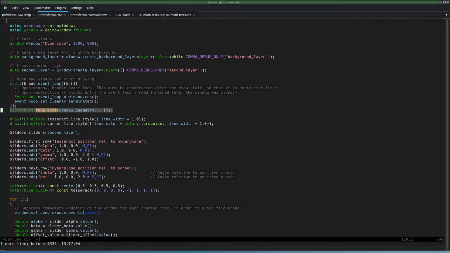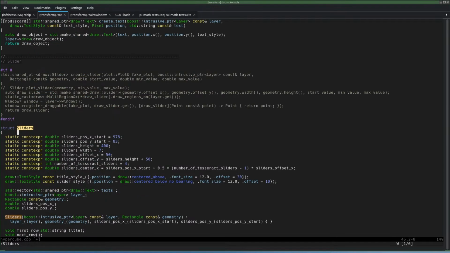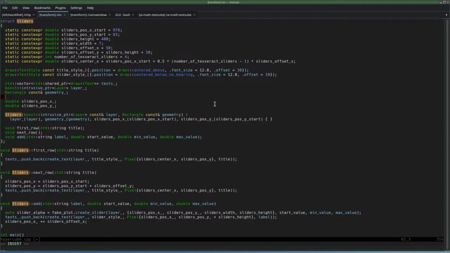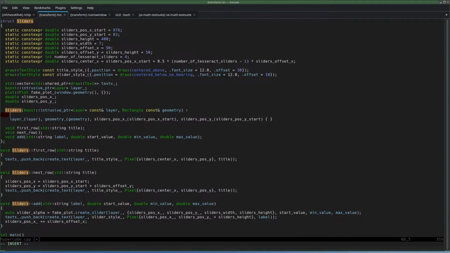Okay, that must be past the geometry and some empty style. Instead of the geometry, I need a fake plot. Let's create that fake plot first from a geometry and an empty style.